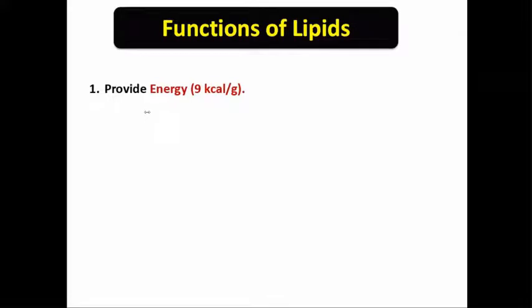It gives energy. Carbohydrates and proteins give what? 4 kilocalories per gram. 1 gram of carbohydrates can give us 4 kilocalories, and 1 gram of proteins can give 4 kilocalories. But our body will not use proteins as an energy source; rather, proteins have their own functions. Lipids, however, can give a high amount of energy. We can get 9 kilocalories per gram.